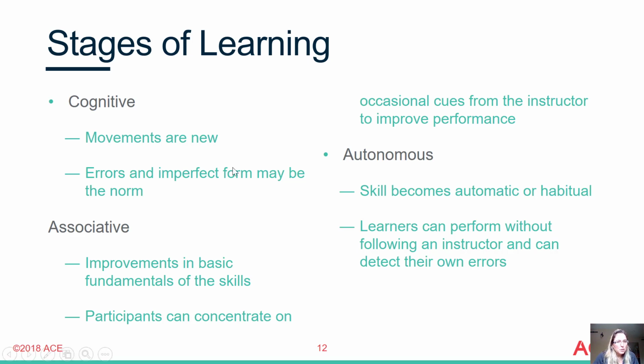So those participants who are in the cognitive stage of learning, they are new, okay? These are beginners. They have not been to your class ever, or they have not exercised in years and years and years. So these folks are going to have a lot of errors. Their form is going to be imperfect, okay? So this is common with those folks.